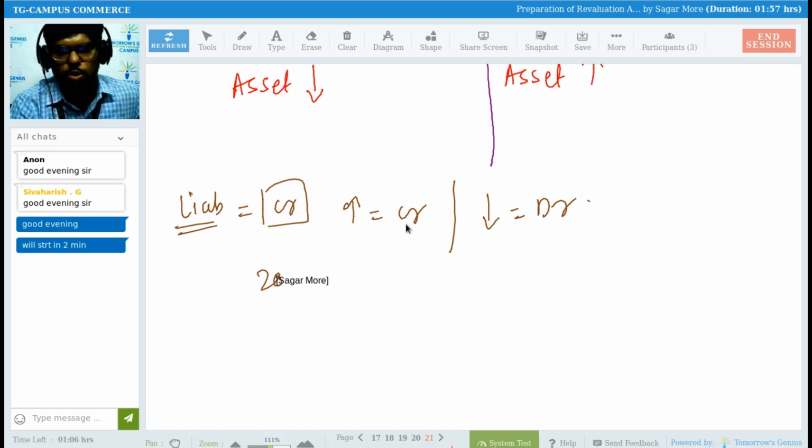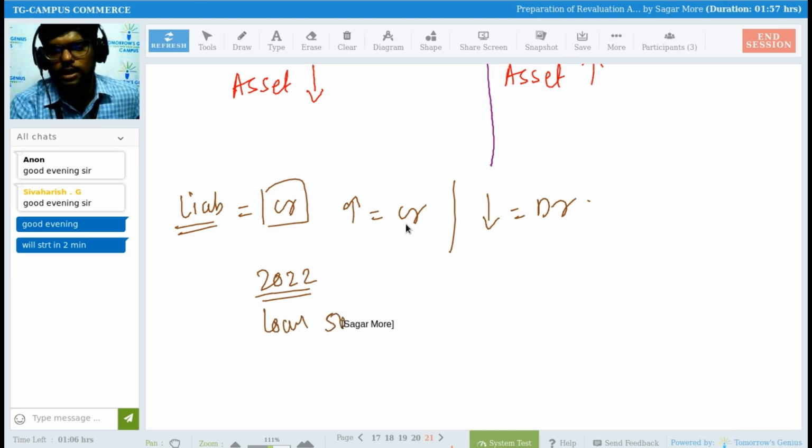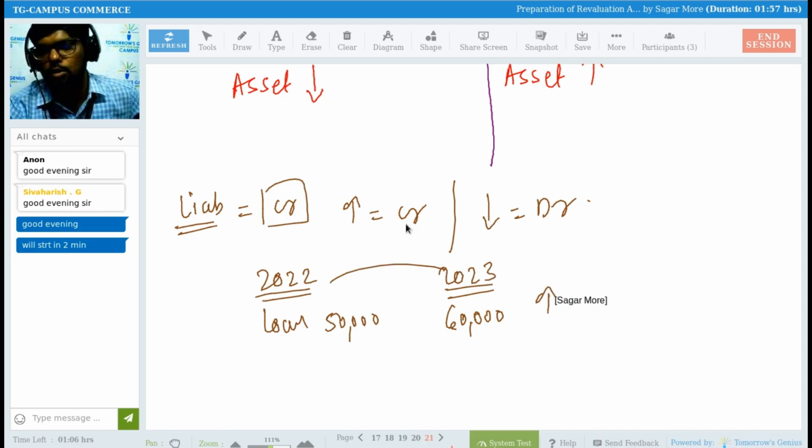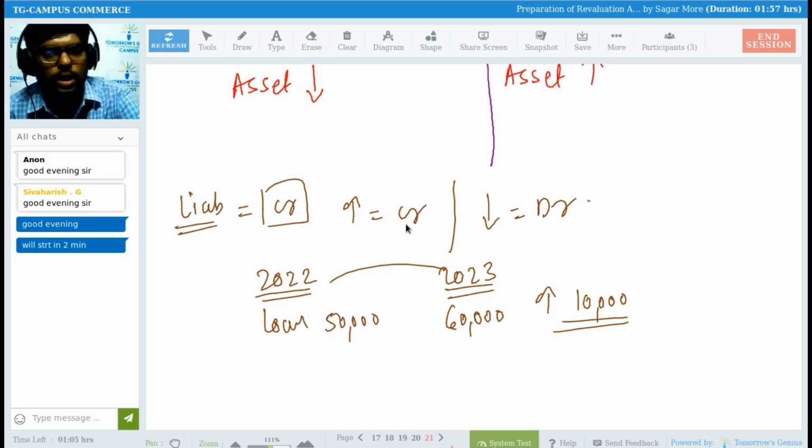Okay, sir. In the year 2022, loan from bank was 50,000 rupees, and in the year 2023, the loan is 60,000 rupees. Now tell me, did the loan increase or decrease here? Increase. In one year, the loan increased by how much? 10,000. If the loan increased by 10,000, is it a gain or a loss for you? Loss. Absolutely right.